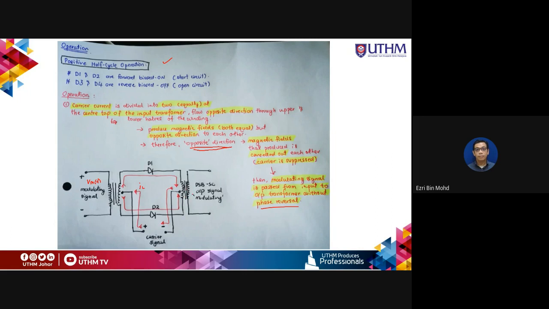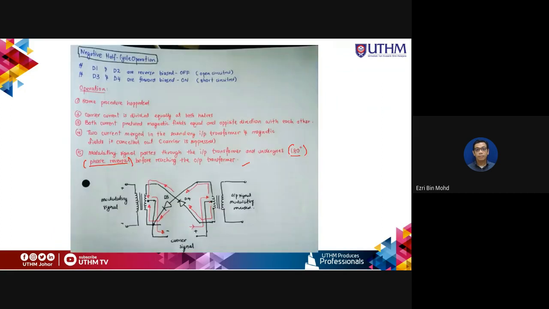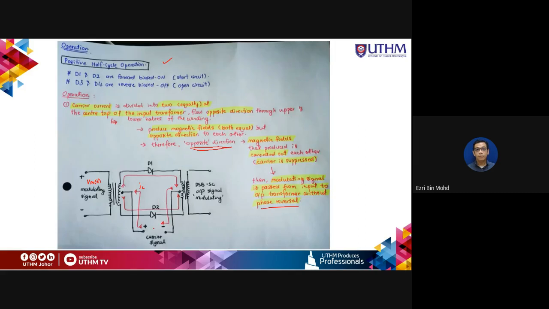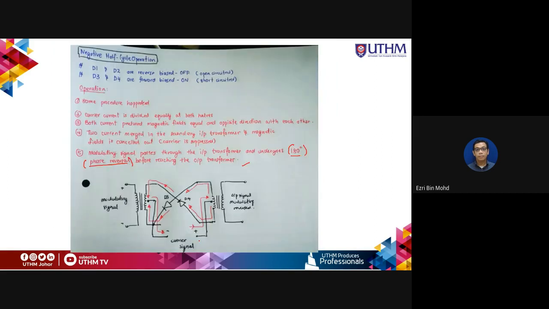So the carrier is suppressed, leaving only the modulating signal to be transmitted without phase reversal. Now the negative half cycle operation of the carrier signal. Previously we looked at positive and negative: we said it is a positive cycle, so the current will flow from negative to positive like this. And then this one is a negative half cycle, so the current flow will be reversed from here.